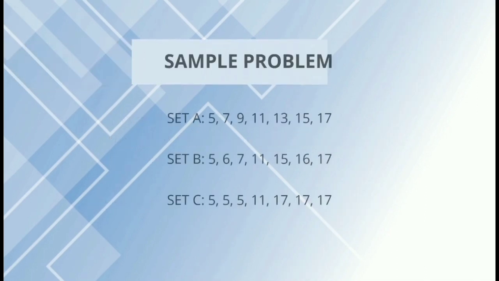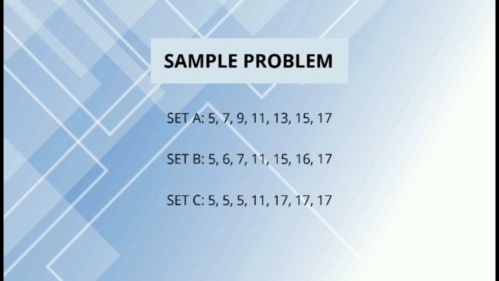Let's try this example problem. Here, we have three sets and we will assume that the data from these sets were obtained from samples. Let's try to determine which of these sets has the most variation or the least variation. So let's start by finding the range of set A. We observe from set A and the rest of the sets that the values are already arranged in order from least to greatest. Therefore, we can easily determine the minimum and maximum value of each set by looking at the leftmost and rightmost values of their arrangements respectively.